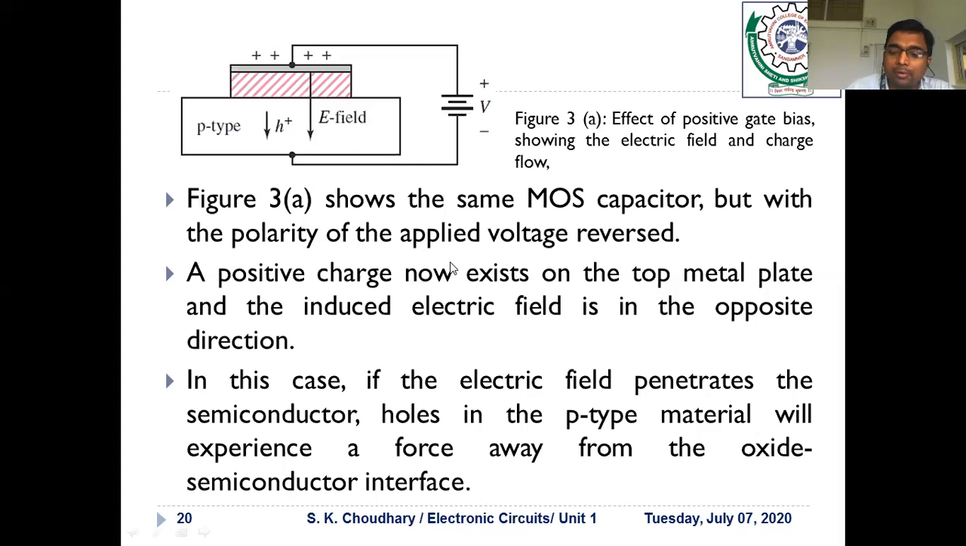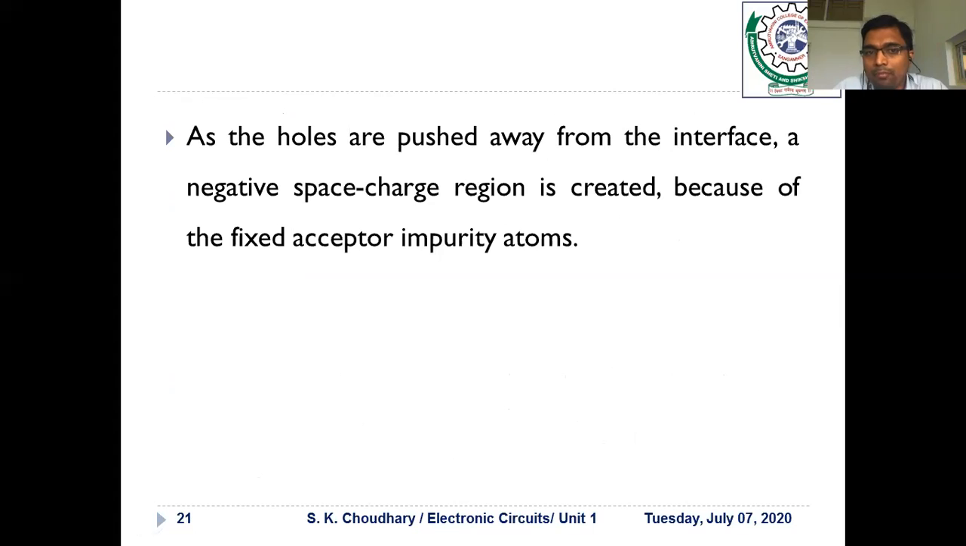Whatever the result would be, it would be in this particular region. This is called the oxide semiconductor interface. All the positive charge would be repelled and going away from this. So obviously in this region, some area would be created that is devoid of any kind of charge carrier. As the holes are pushed away from the interface, a negative space charge region is created, because of the fixed acceptor impurity atoms.